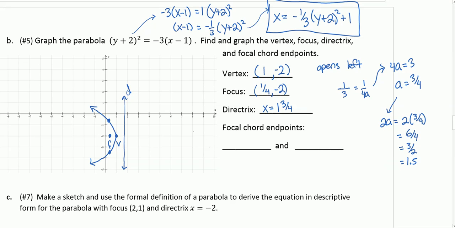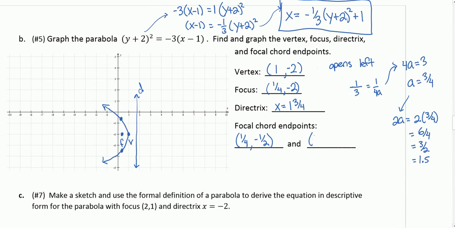The coordinates of those, the one above, is going to be the same x value as the focus, so 1/4, and then negative 1/2. Because I was at negative 2 and I went up 1.5, so I'm going to be at negative 1/2. And then the one below it is going to still be at x is 1/4, and negative 2 minus another 1.5, so negative 3.5. And now we have all the pieces we were looking for.